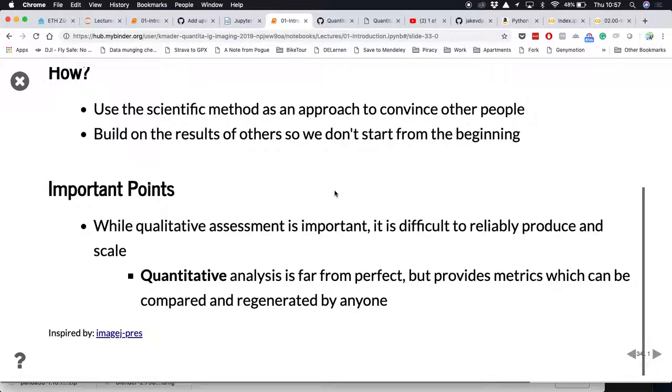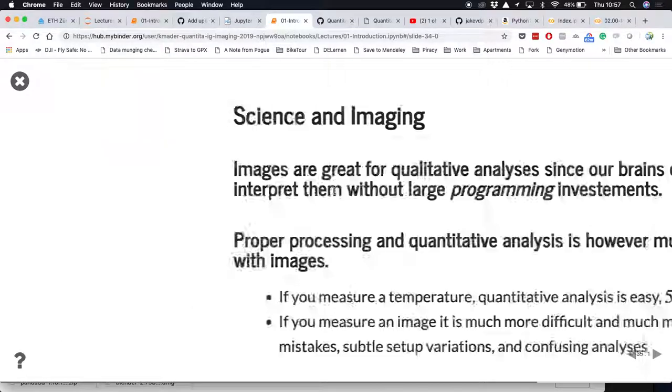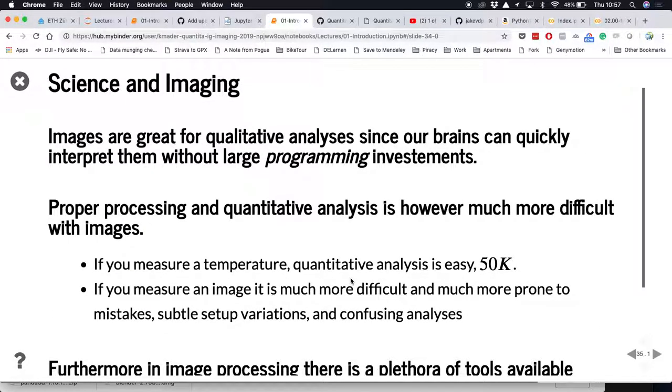While qualitative assessments are quite important, you want to have results that anyone can reproduce anywhere. The point of science is that if you do an experiment here, someone else doing that experiment in China or Antarctica should get exactly the same results if they follow the same steps that you performed. With imaging, this gets more complicated because images are great for qualitative things. You can see in images very quickly: are there cells? Do I see a crack? Is this material connected? But it's quite difficult to interpret that without large programming investments.